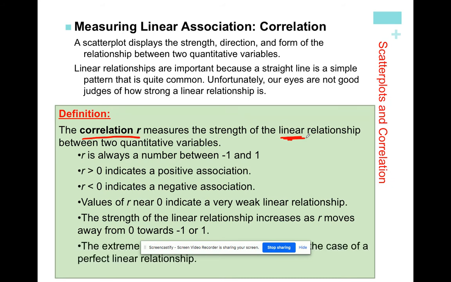In the rare case that your correlation is exactly 1 or exactly -1, that means you have a perfectly linear relationship.